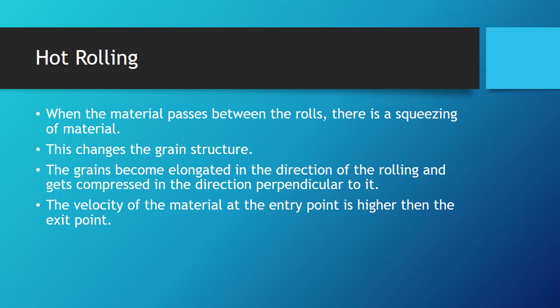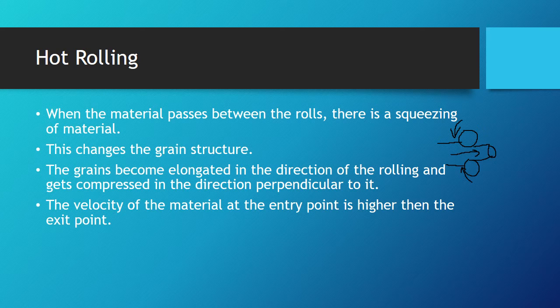For example, these are the two rollers, which are rotating in this direction. Let's say one roller is rotating in this direction, the other roller is rotating in this direction, and this is our workpiece whose thickness you are reducing. Let's say this is our circular workpiece. So what will happen in the direction of rolling, which is this direction?